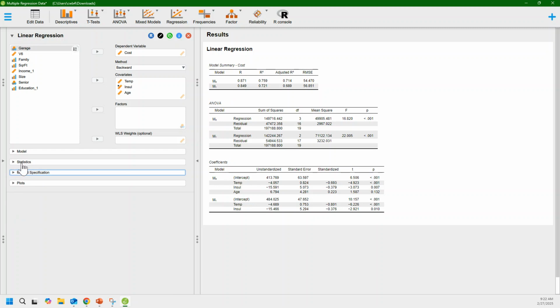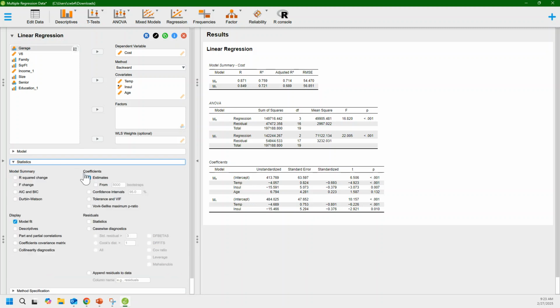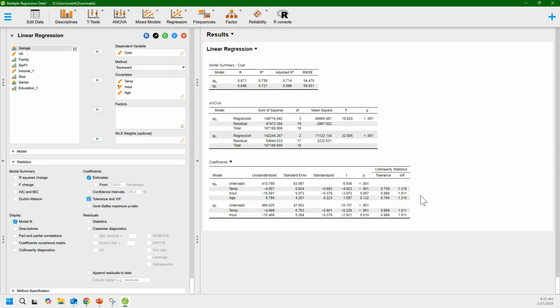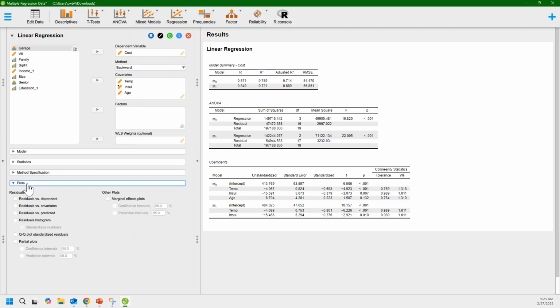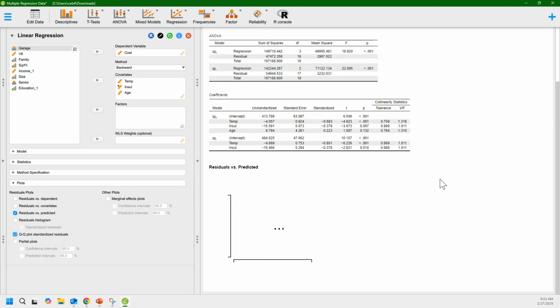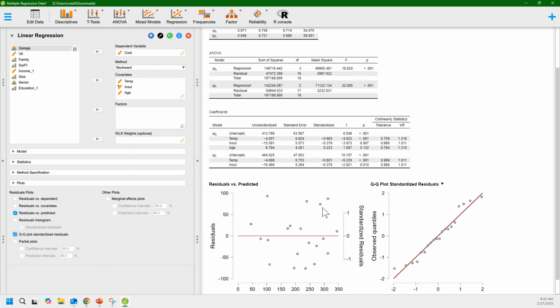And so one of the model diagnostics is in this statistics menu here. I'm going to open that menu. And over here under the coefficients section, there's a tolerance and VIF. And so I'm going to check that. And it adds two columns, tolerance and VIF. You'll talk about tolerance in another course. And then under this plot section here, I'm going to get the residuals versus the predicted and the QQ plot of the standardized residuals. And they should appear shortly. Here is our data. And so I'm going to go back to the notes.